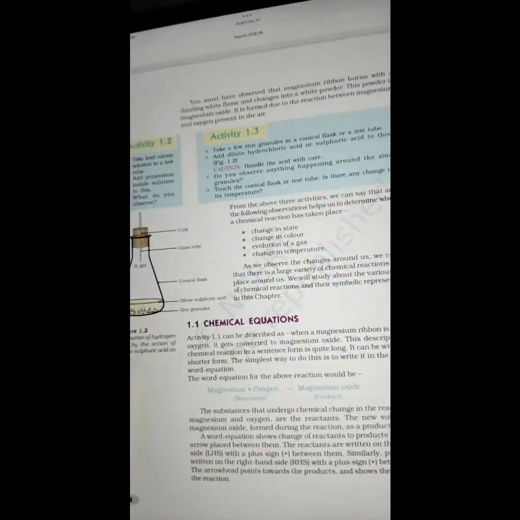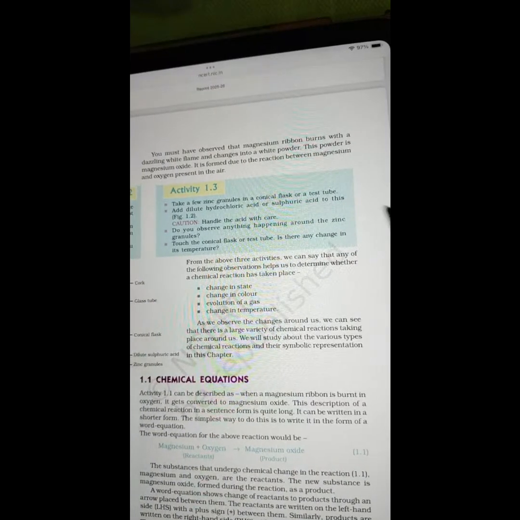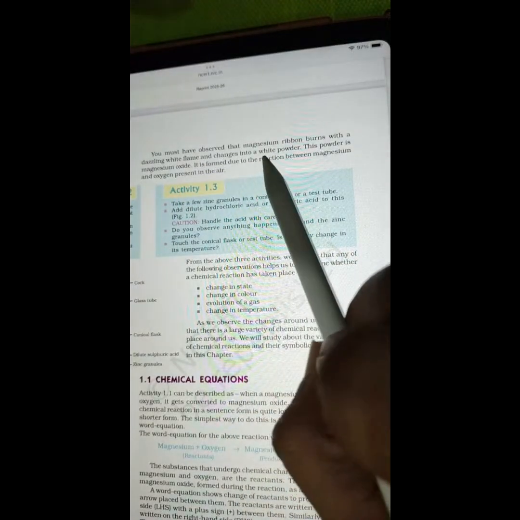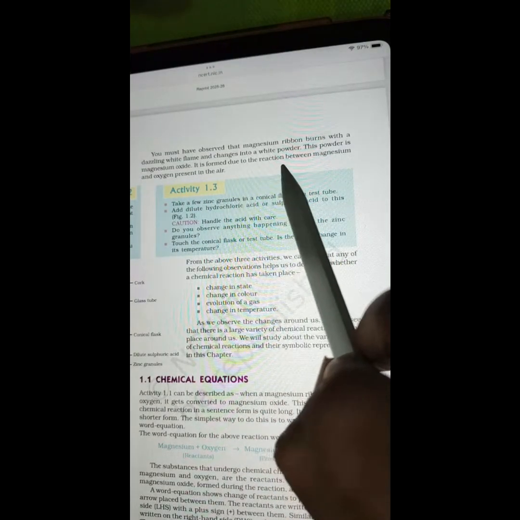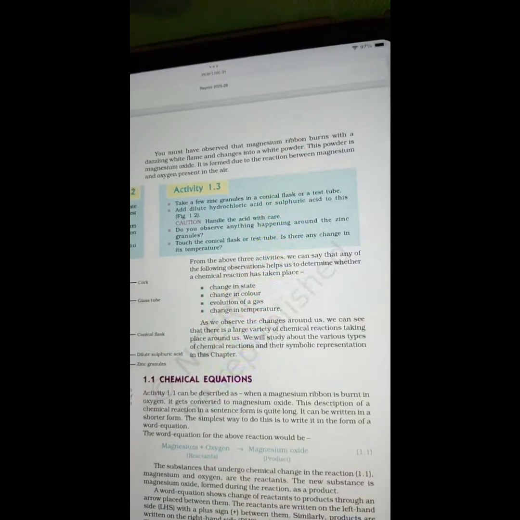Moving to the next page. I hope the screen is visible. You may have observed that magnesium ribbon burns with a dazzling white flame and changes into a white powder. This powder is magnesium oxide. It is formed due to the reaction between magnesium and oxygen present in the air.